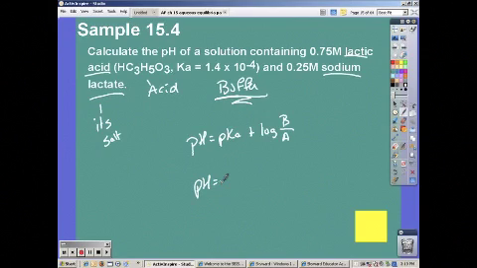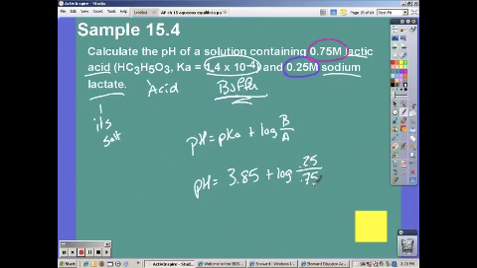So we know we're looking for our pH. If we take the negative log of our Ka, we get 3.85, plus log of base. Well, lactic acid is our acid, so sodium lactate must be our base, so 0.25 over 0.75. So our pH is 3.37.